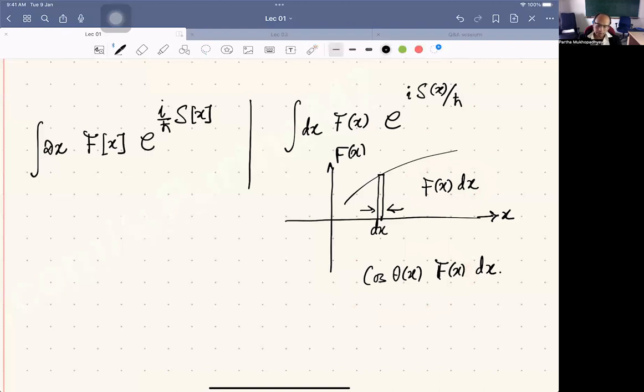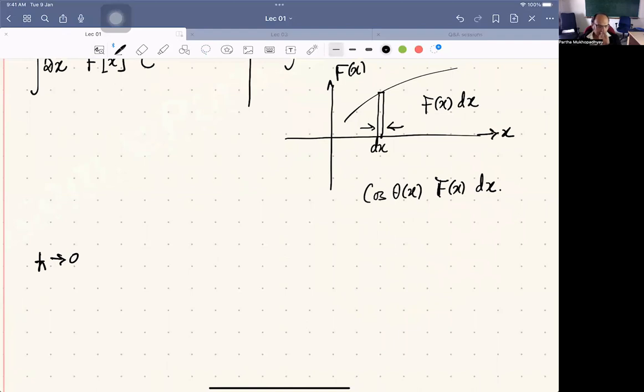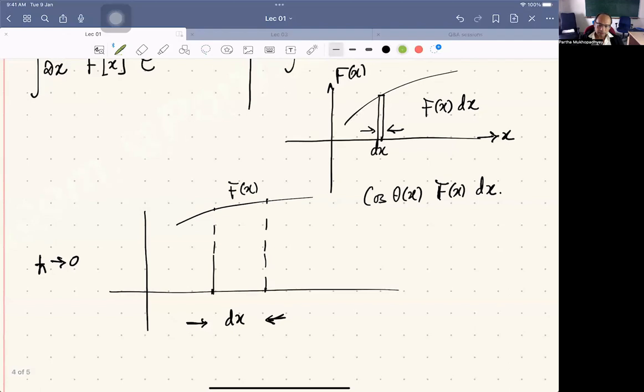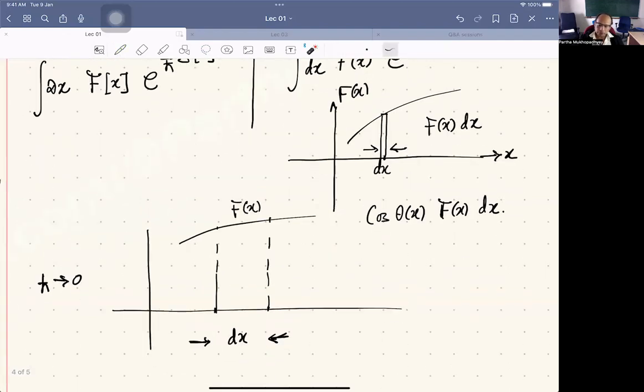However, in the h bar going to 0 limit, let me draw another cartoon here. Let me enlarge this. This is dx, and the function f(x) is almost constant over this range. However, because h bar is tending to 0, the variation of theta is very large within this differential line element, and therefore it will go through an infinite number of oscillations.